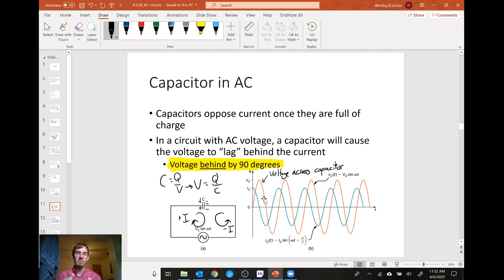So if you were taking measurements of the current and of the voltage across the capacitor, you would find that the current would be maximum before the voltage would be maximum. In the same way, when it flips the other direction, the current would be maximum there before the voltage is maximum. So it's by 90 degrees, so the voltage is behind, because time-wise, the maximum for voltage occurs after the maximum for current. Okay, so basically, there we go.